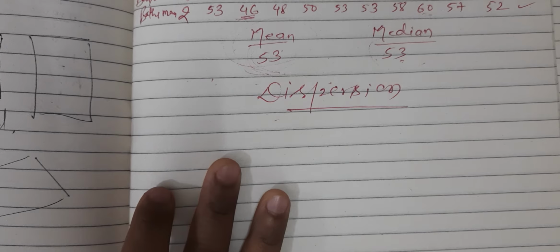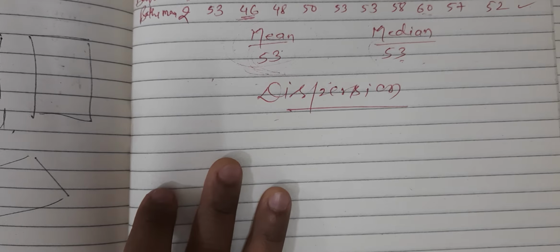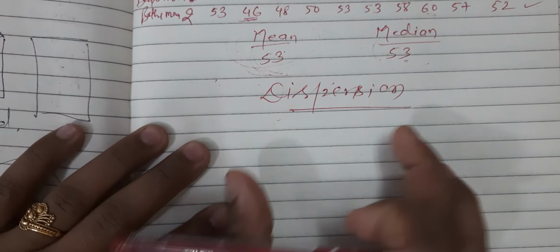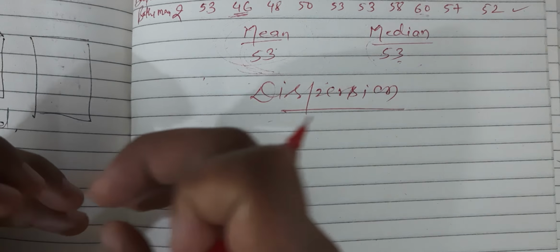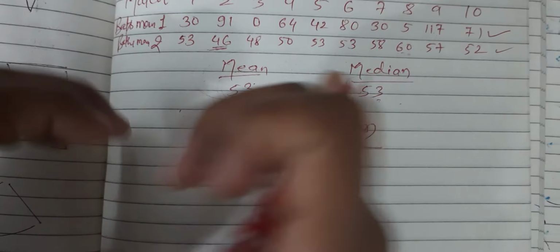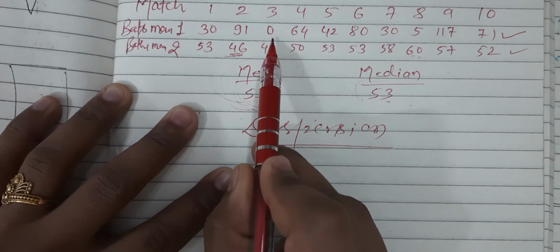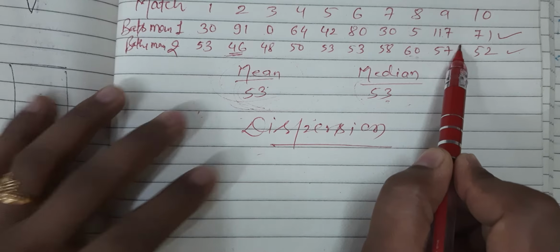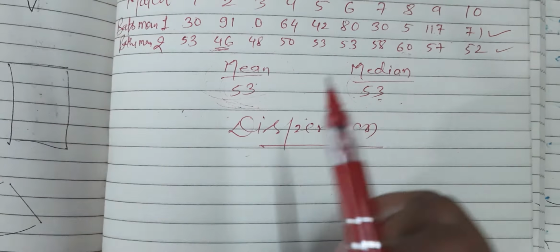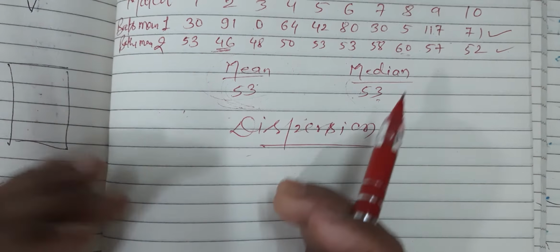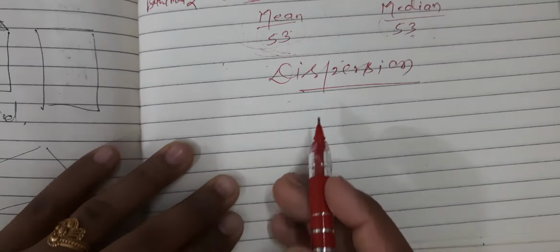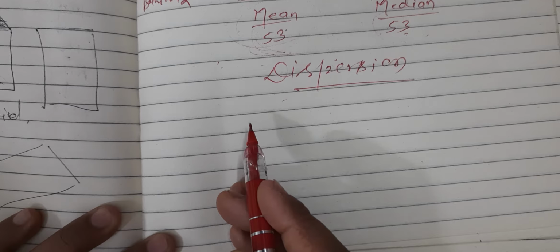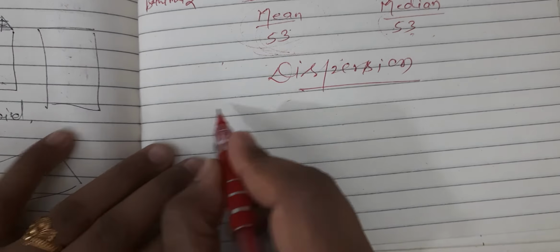So now we will study different methods or measures of dispersion. I hope you understood the meaning of dispersion: the variation, the difference. Here the difference is from the minimum value 0 to 117. So how will we measure this variation, which is known as dispersion? There are four methods we commonly use to measure the dispersion.